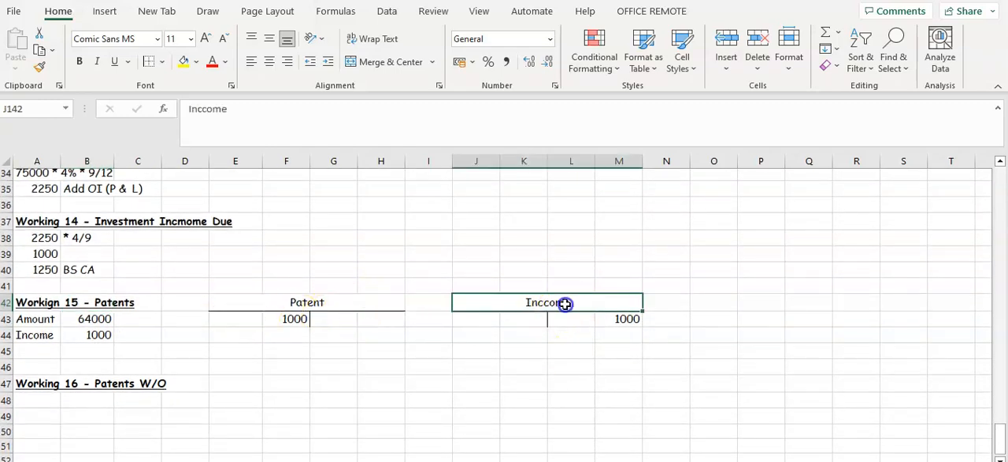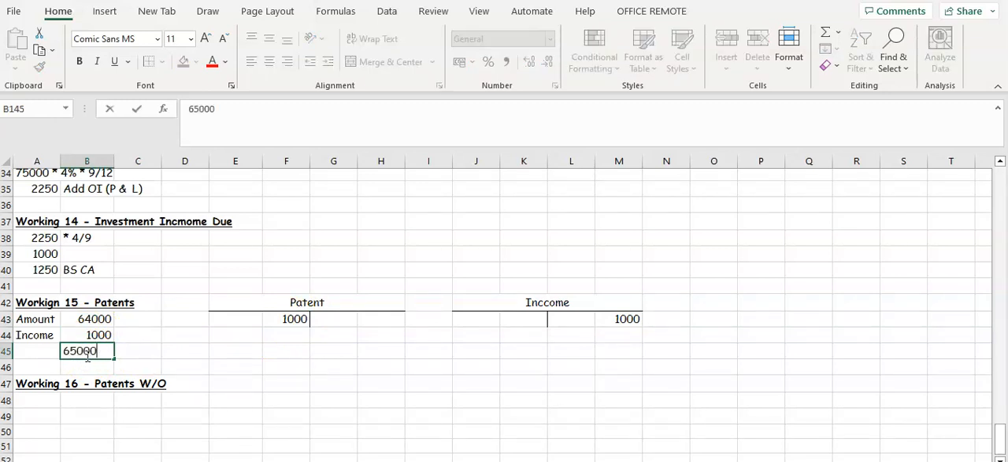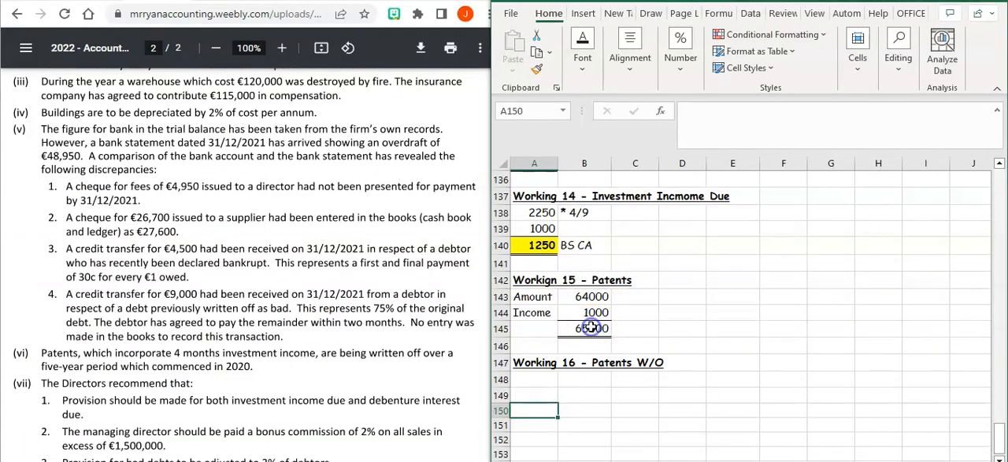Why? Because income is a credit, and to increase a credit or to increase an income, we put it on the credit side. So a double entry would be credit the income account, debit your asset account, which is your patents. So assets, we're going to have 1,000 here. So that means that our patents is going to be 65,000. So it's our new patents figure after taking the 1,000 out of it.